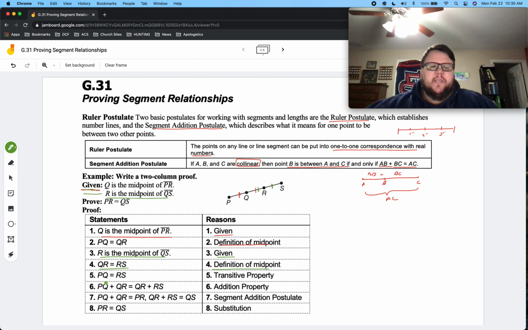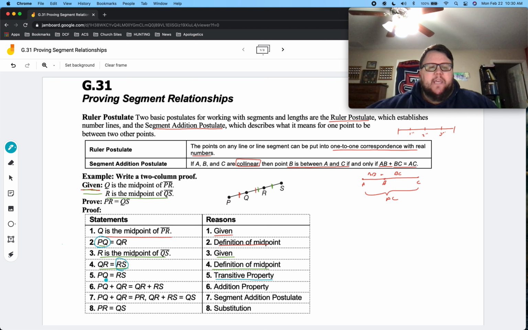Now we have PQ equals RS, and the reason is the transitive property. If PQ equals QR and QR equals RS, then PQ has to equal RS. I'll say that again in a different color. PQ equals QR and QR equals RS, that would mean PQ has to equal RS, and we call that the transitive property. So the reasons are justifying each of our answers as we go.